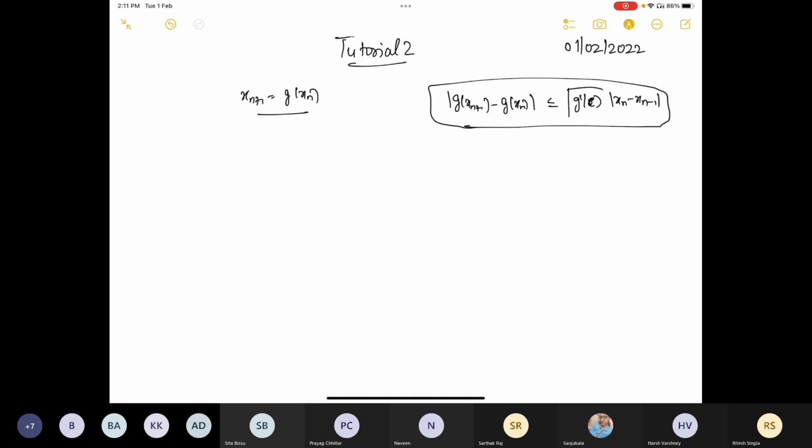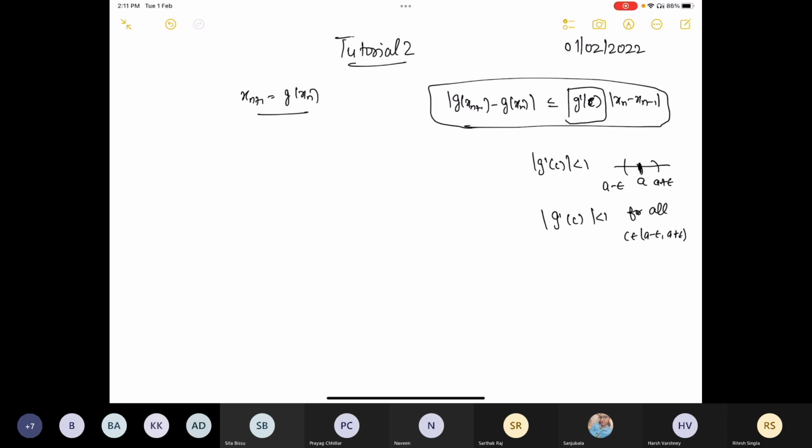And if we can control this derivative, so if we say that mod g prime of c is less than 1 in some neighborhood of your exact root a, say a minus epsilon, a plus epsilon, so I say that mod g prime of c is less than 1 for all c in (a minus epsilon, a plus epsilon), then I am through, right? So this is the theory.